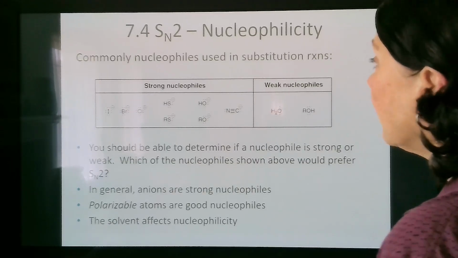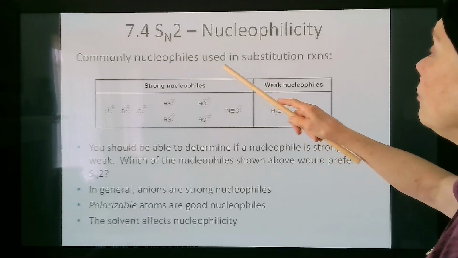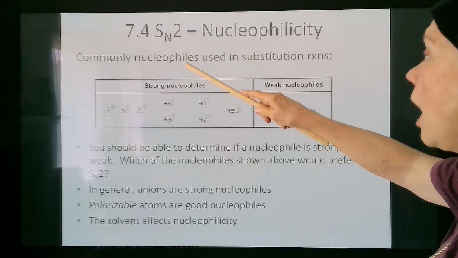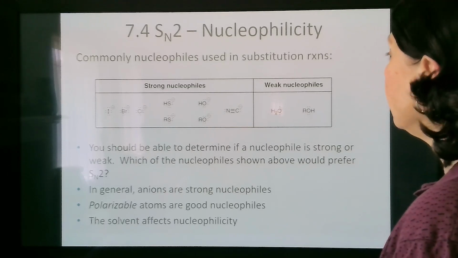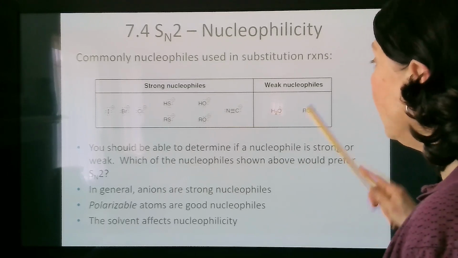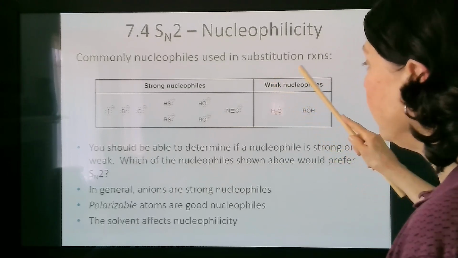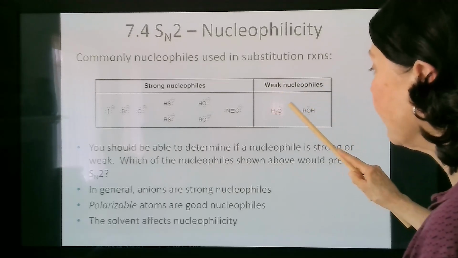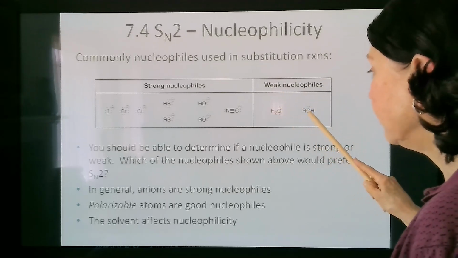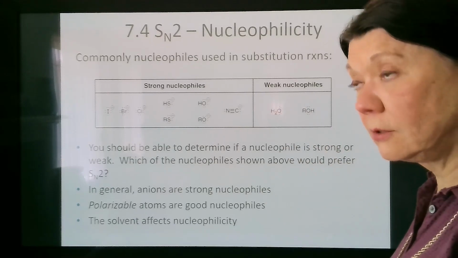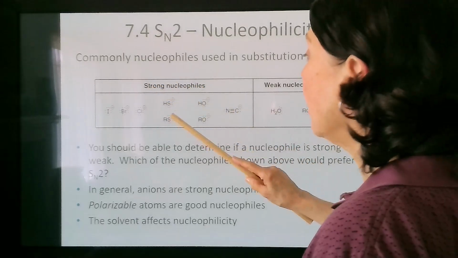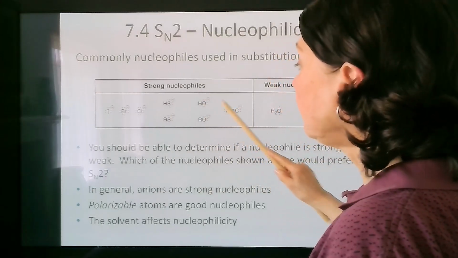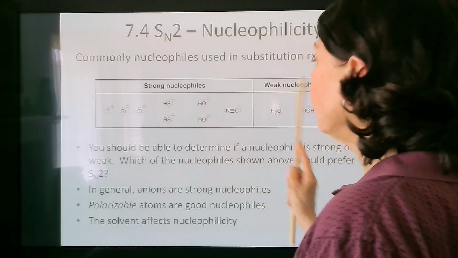So now, these are commonly used nucleophiles in substitution reactions. Here, weak nucleophiles are going to be less reactive because they're uncharged. They're neutral, and a neutral molecule is generally less reactive. These are stronger because these are charged. So there's your two categories.